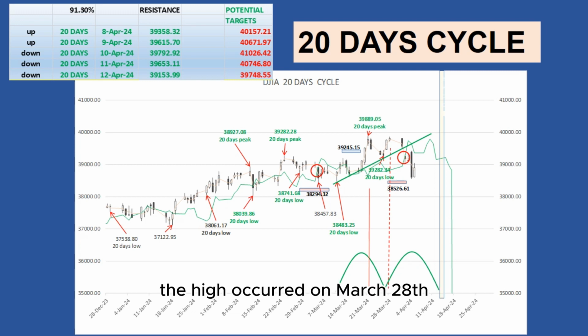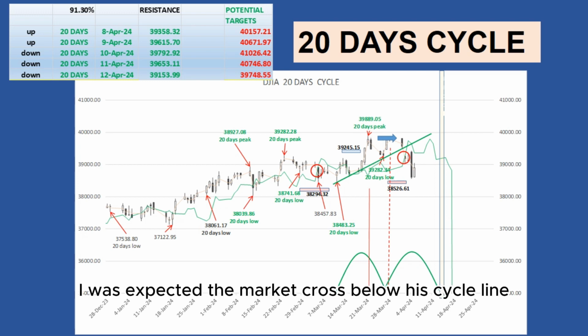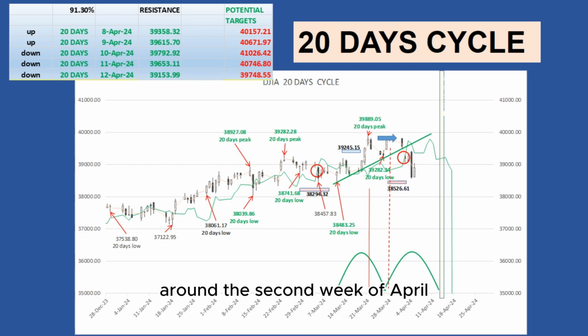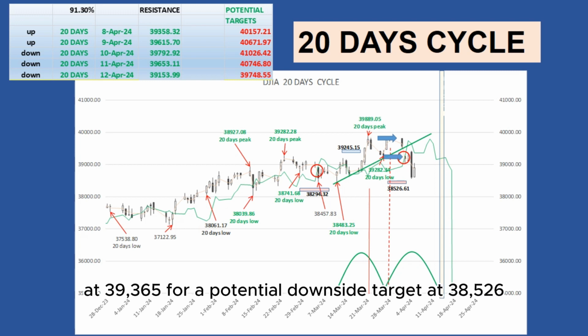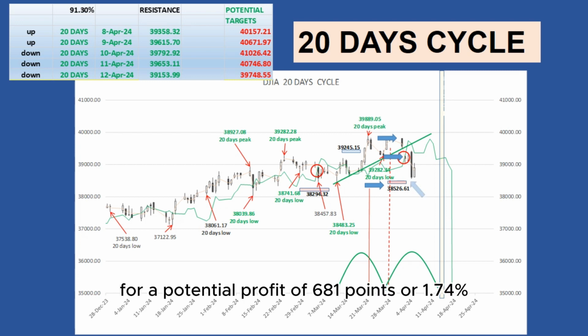The high occurred on March 28, a few days early. I was expecting the market to cross below its cycle line around the second week of April. It happened a few days early too. The last trading signal was on April 2nd, when the Dow Jones Industrial Average crossed below its cycle line at 39,365 for a potential downside target at 38,526, or a potential profit of 681 points or 1.74%.